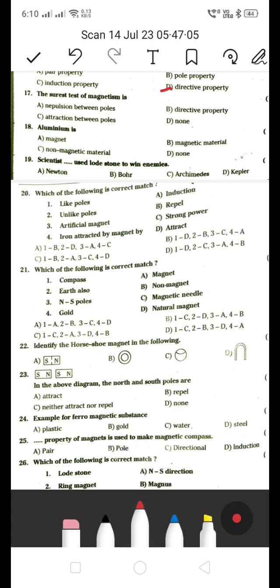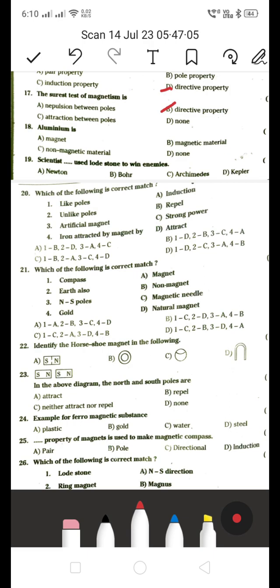The surest test of magnetism is A repulsion between poles, B directive property, C attraction between poles, D none. Which is the right answer? The surest test of magnetism is directive property. This will be the right answer.